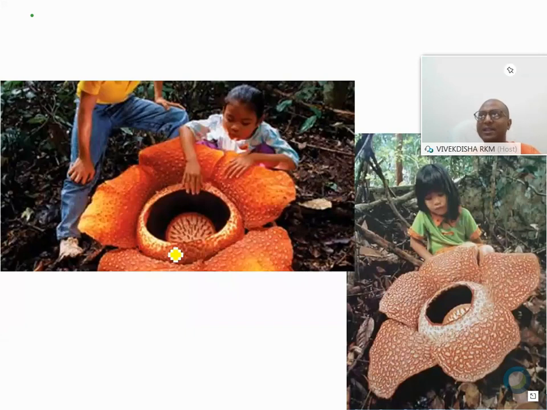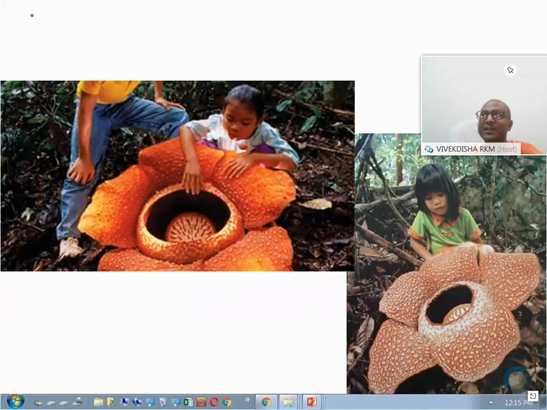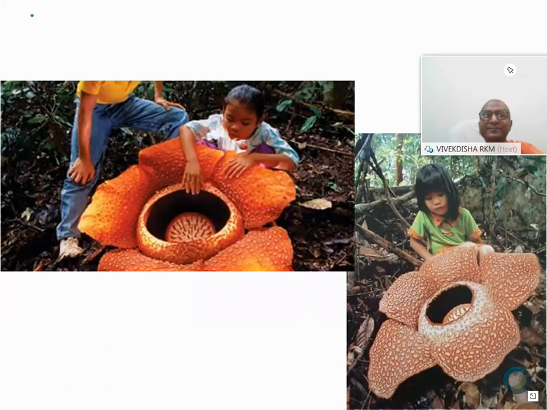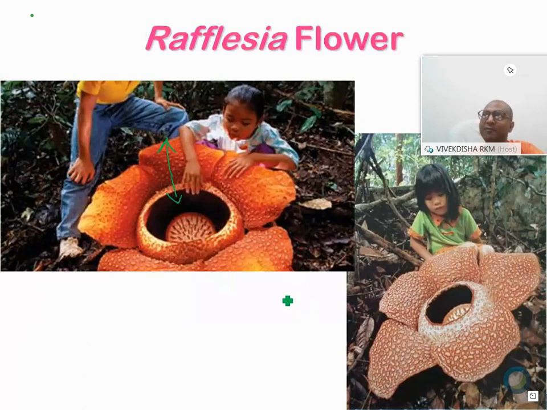Can anyone say what is the name of the Rafflesia, the biggest flower? So this is the biggest flower here. Two flowers are shown here, and check the length. What should be the diameter? See, even a child, or maybe your hand also, cannot touch the center from the outside. So very big. It is the Rafflesia flower. Though the flower is big, the plant is parasitic in nutritional mode.